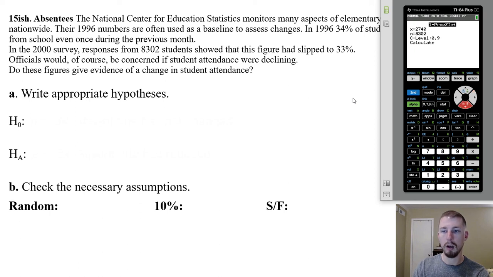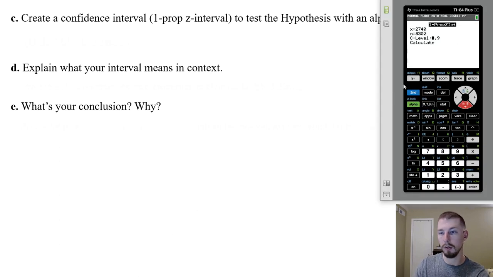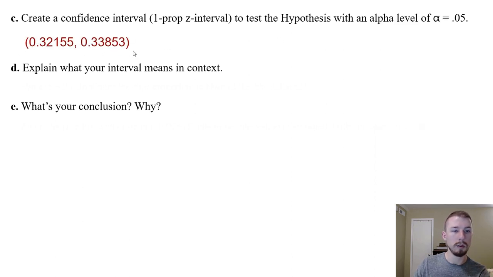There we go. If we wanted to have an alpha level of 5%, that means I need to have 5% on one side of my confidence interval, which means I have 5% on the other side. So in the middle, my confidence interval is 90%. So I'm going to do a 90% confidence interval and then hit calculate. Okay, so our interval is that we are 90% confident that the true proportion is between these two values.